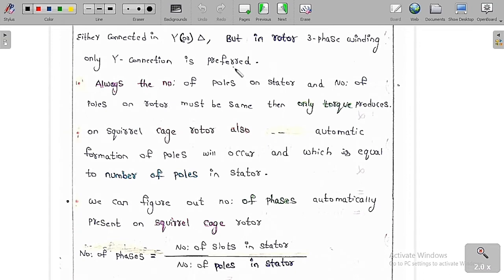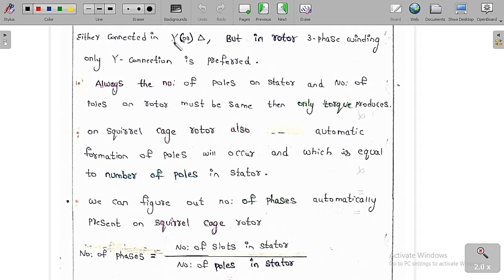In a synchronous machine, the armature coil present on the stator is always connected in star connection, whereas in an induction machine, the coil in the stator can be connected either in star or in delta, but the rotor winding should always be connected in star connection only. So listen carefully. In a synchronous machine, the armature coil present on the stator should always be in star connection only. Whereas in the DC machine, the winding on the stator should be connected either in star or in delta, whereas the winding on the armature should always be connected in star only.